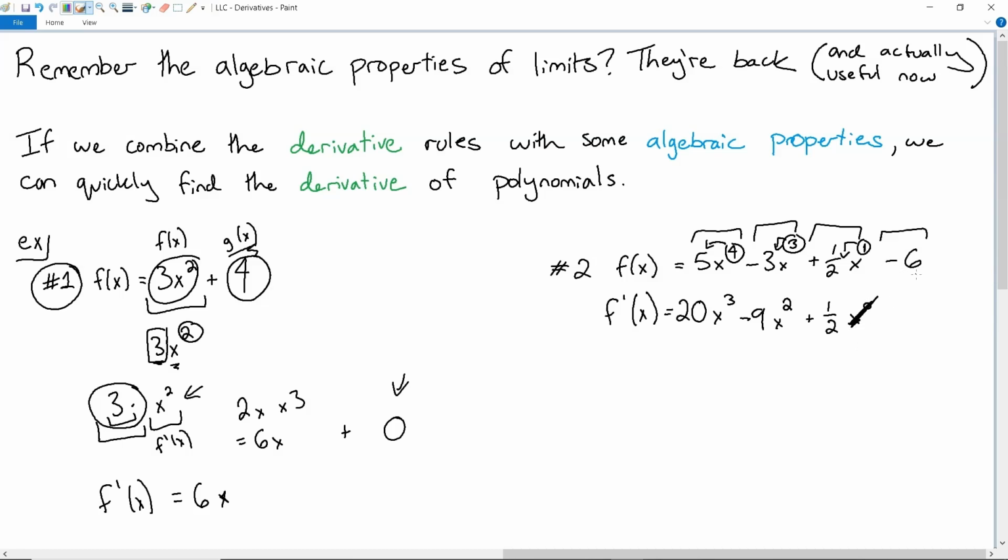Finally, we have a negative 6. The derivative of negative 6 is just going to be 0, so really I can ignore that. So our answer, or the derivative of this function, is 20x cubed minus 9x squared plus 1 over 2.